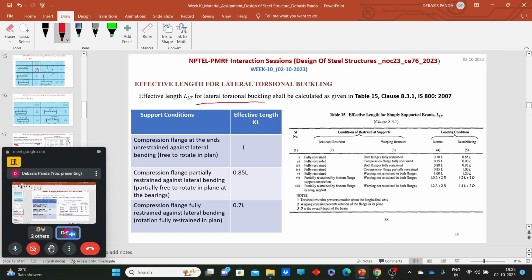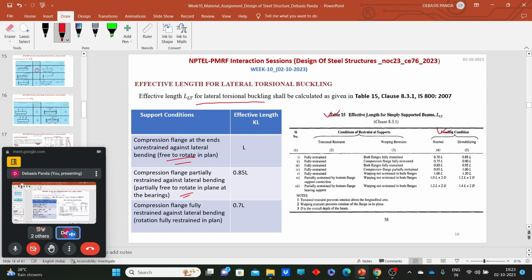So we need to ensure that for our design, we maintain some effective lengths. Table number 15 will give you the complete details about the effective length for different cases. If the beam is free to rotate in plane, then the effective length should be L. If partially free to rotate in plane at the bearings, then 0.85 L. Subsequently, for different situations and different loading conditions, we can get the values from table number 15.